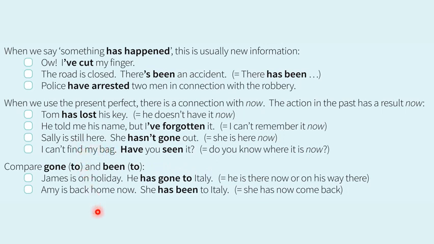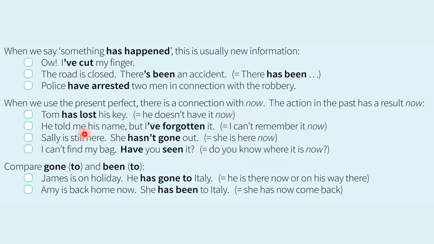The other sentence, for example: Sally is still here. She hasn't gone out. She is here now. The action of being here is the current action. She didn't go out until now. So she hasn't gone out. She is now here.